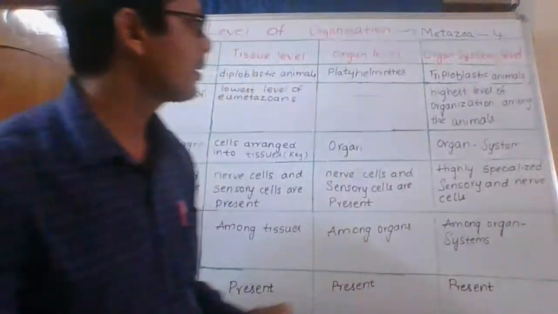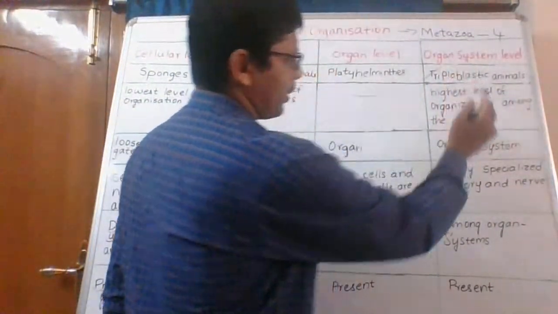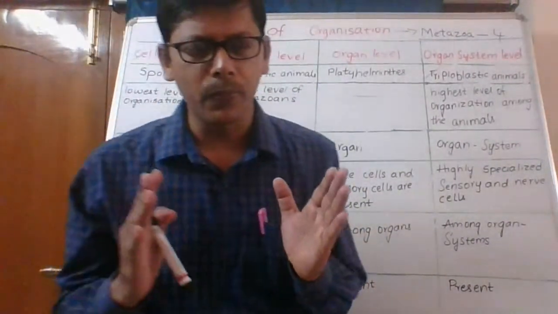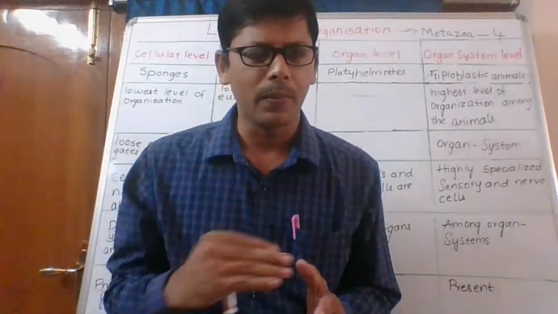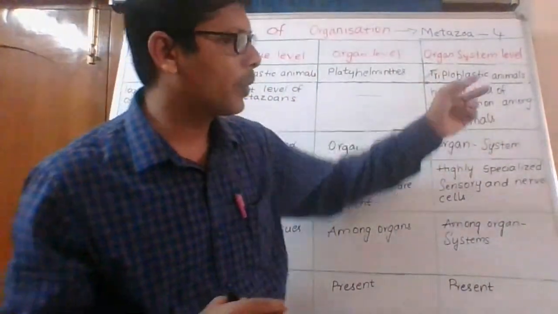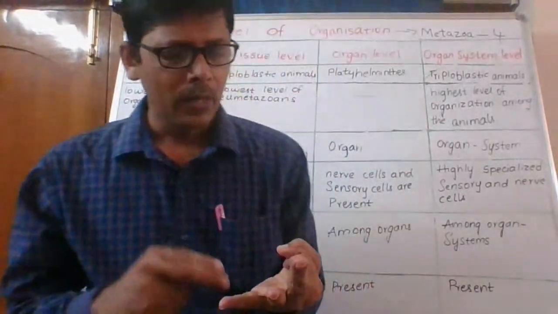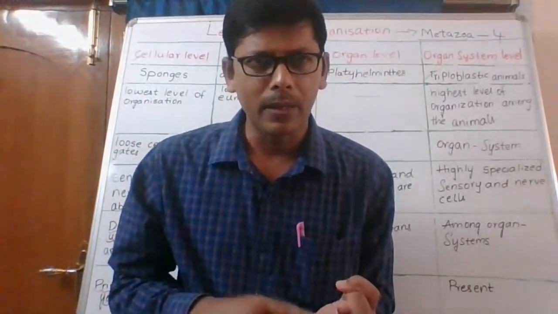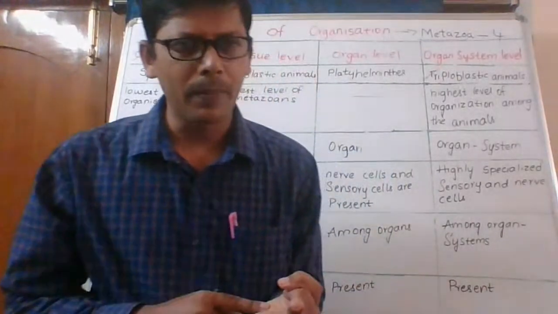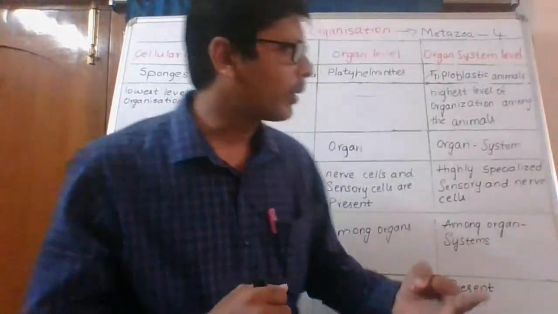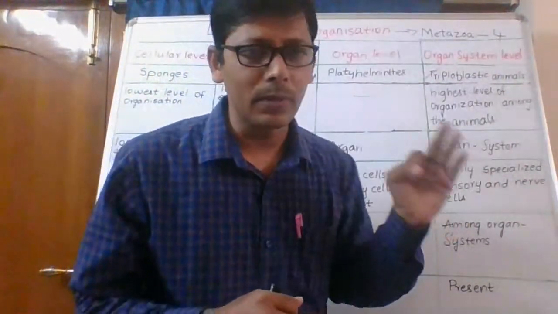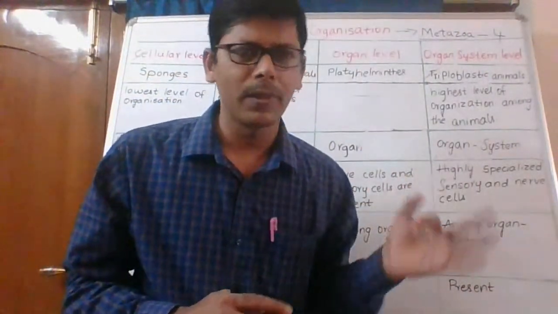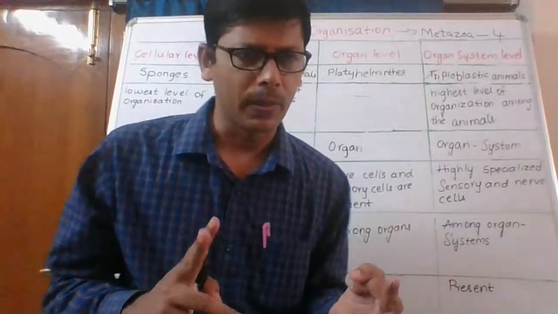Organ system level of organization is found in triploblastic animals. Yesterday I told you about triploblastic organization. It starts from flatworms up to the phylum Chordata; all these animals are triploblastic. I am telling again, triploblastic phyla: Platyhelminthes, flatworms, next Aschelminthes, Annelida, Arthropoda, Mollusca, Echinodermata, Hemichordata, Chordata. These all are triploblastic animals. They have three germ layers. The third germ layer, the mesoderm, also evolved here. They have ectoderm, endoderm, and mesoderm.